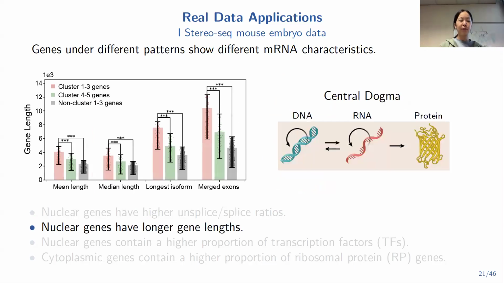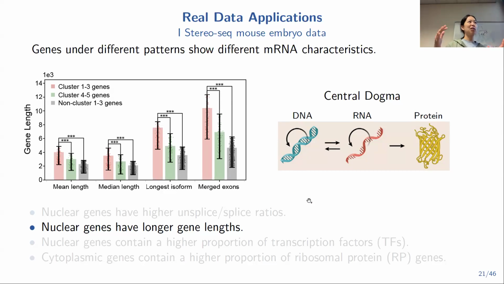This is one validation. The other one is we kind of heard about the central dogma, more or less. DNA is transcribed into RNA inside the nucleus, and then translated into protein in the cytoplasm. So we find that longer genes are more likely to be enriched in the nucleus. There is some support in the literature. The hypothesis is that longer genes need longer time to get transcribed.